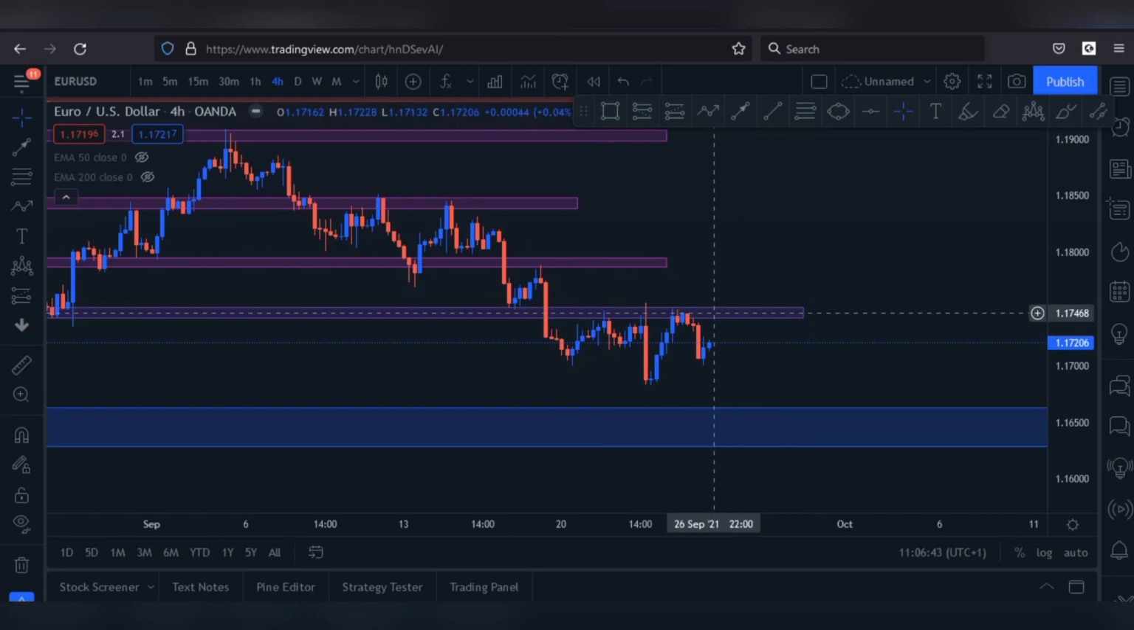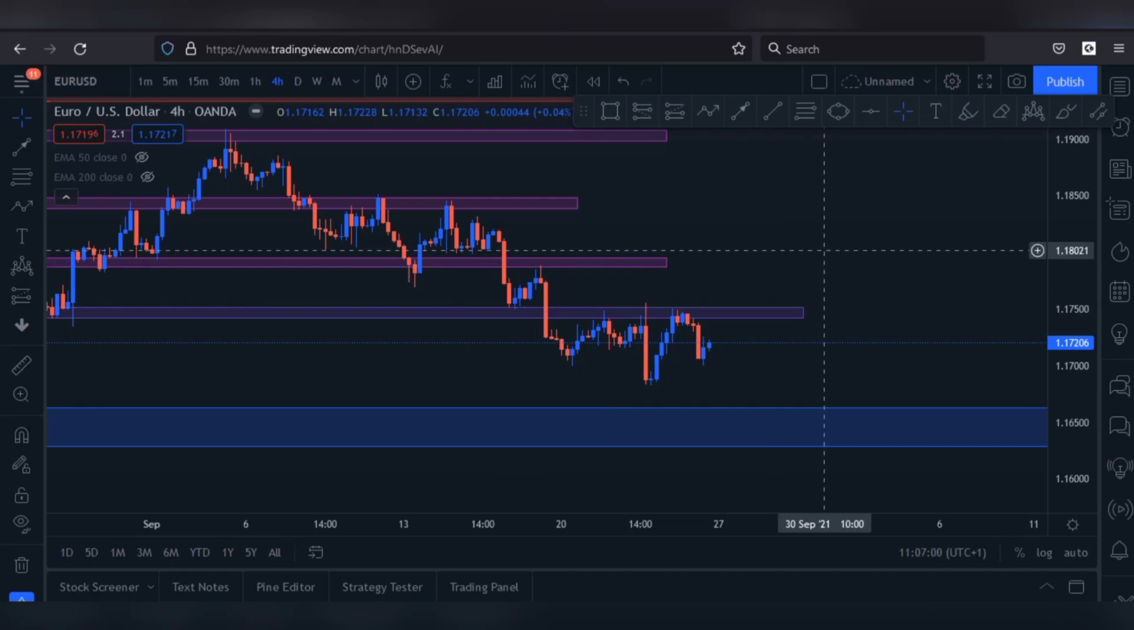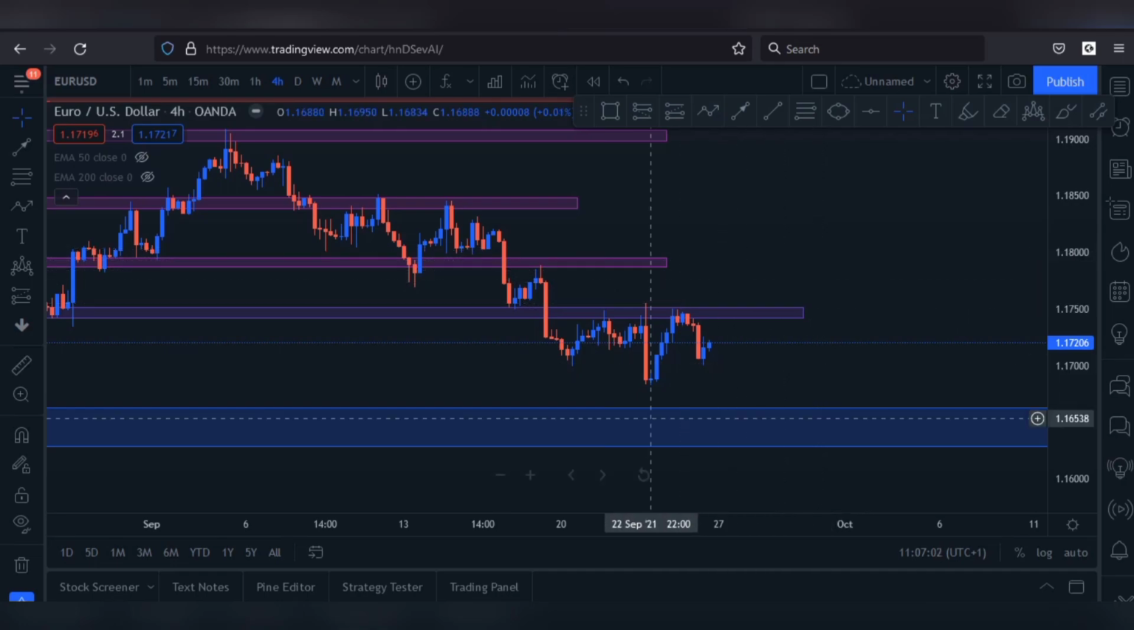To buy, you have to wait for a break above this level, that's above the 1.17500 level. Or, if price continues to the downside, then you wait until price gets here before looking for your buy opportunity for this trade. All right, so that's my analysis for Euro USD.